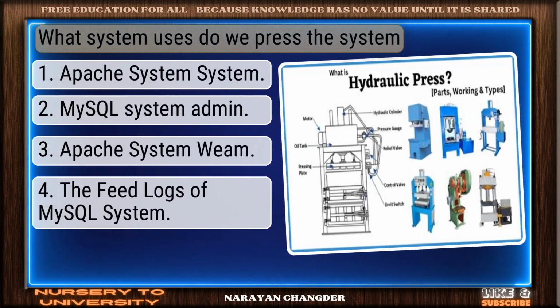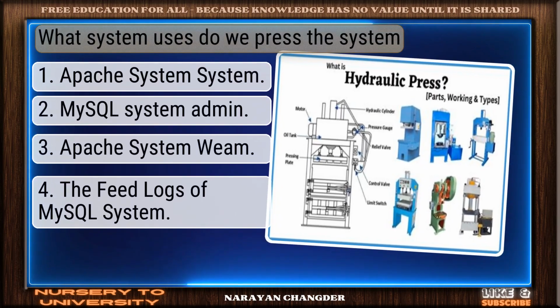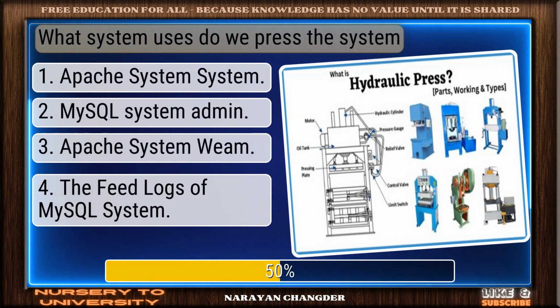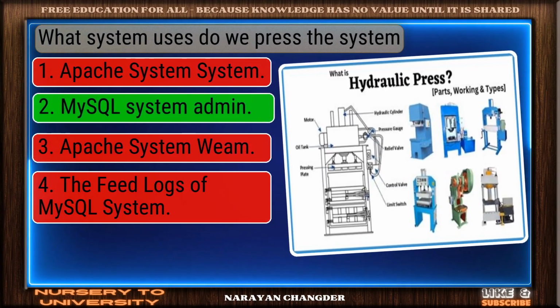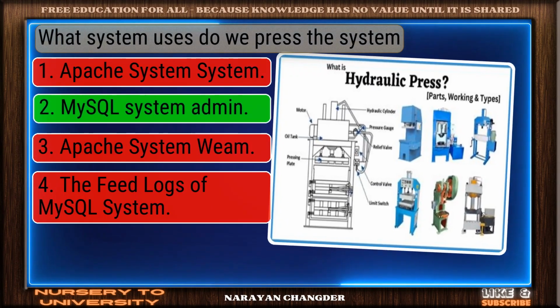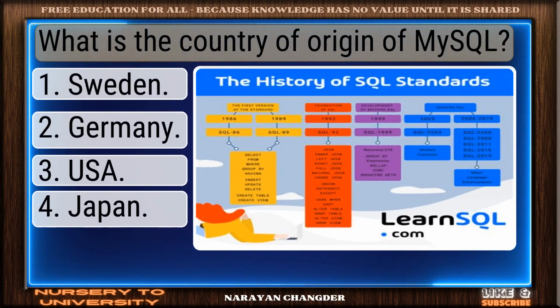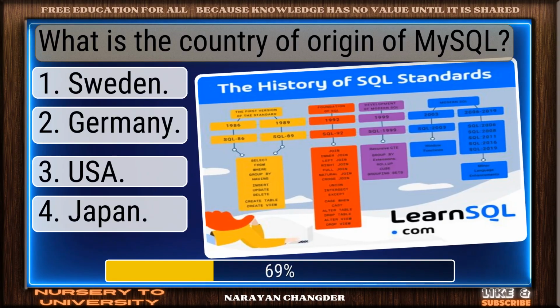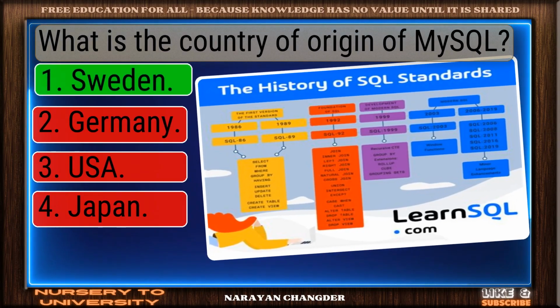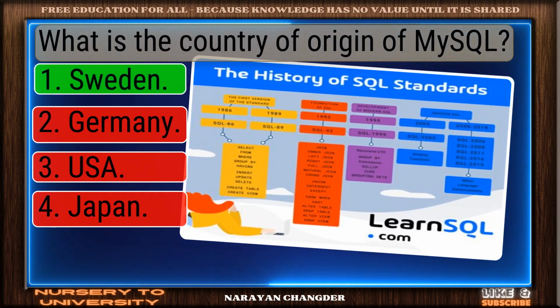Question number 63. What system users do we have in the system? Good thinking. MySQL system admin is the right answer. Question number 64. What is the country of origin of MySQL? Correct response. Sweden is the most accurate answer.